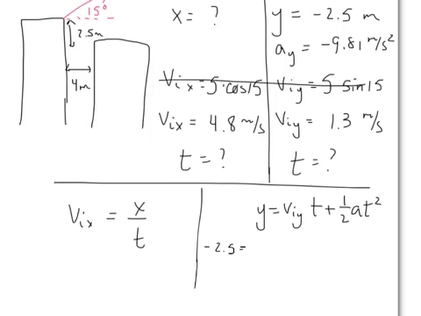So please plug in what you know. And simplify right away. 1/2 times negative 9.81 is negative 4.905. So please plug that in. Make it easier on yourself. What kind of an equation do I have? Can you just round it to negative 4.91? Sure. What kind of equation do I have?